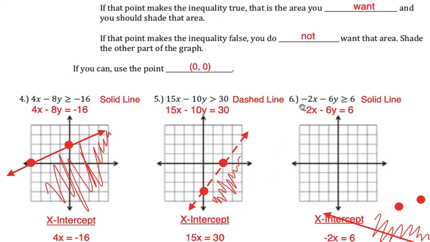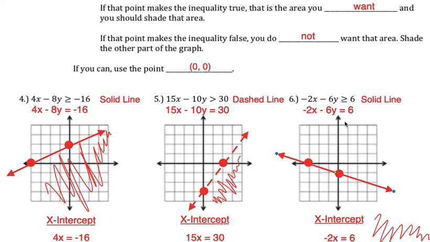Third example, negative 2x minus 6y is greater than or equal to 6. I'm going to find my intercepts. 6 divided by negative 2 is negative 3 for my x-intercept, and 6 divided by negative 6 is negative 1 for my y-intercept. Now I'm going to use a solid line because it's greater than or equal to. That is my boundary line, so all these ordered pairs are being included.